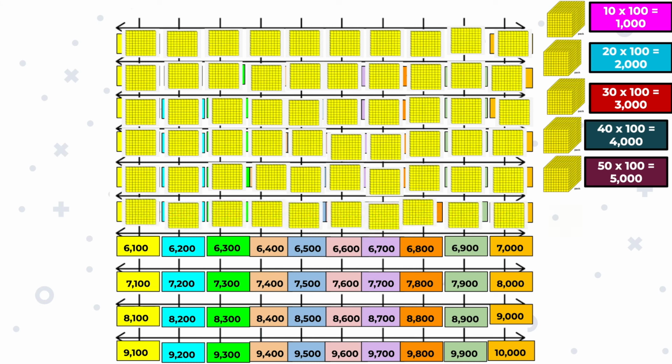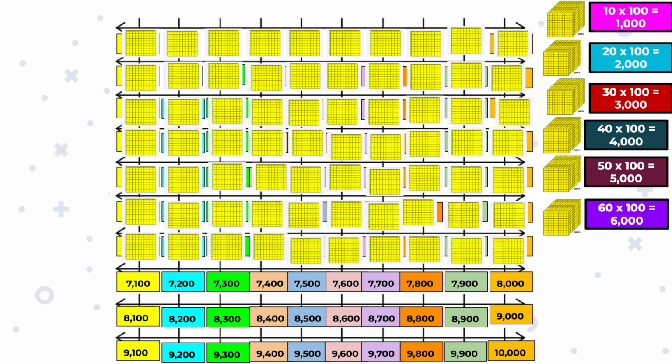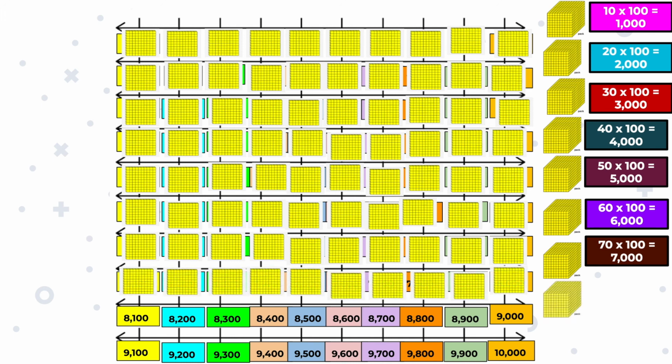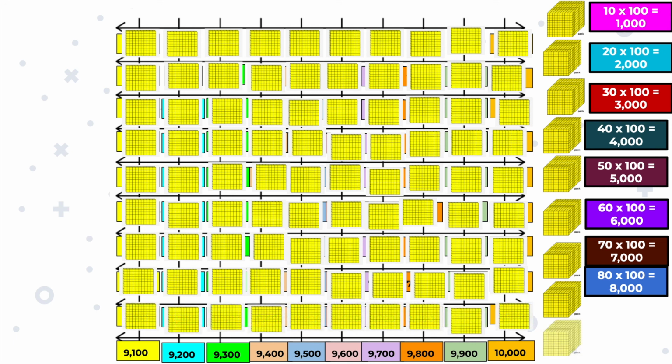Another 10 hundreds, which equals 1,000. 10 more hundreds means we have 60 hundreds for a total of 6,000. 10 more, 1,000 more, 70 hundreds blocks makes 7,000. 10 more, another 1,000, gives us a total of 8,000 cubes. So far, we've collected 80 hundreds. Another 10 hundreds, which gives us another 1,000, is 90 hundreds blocks, which gives us 9,000 cubes.